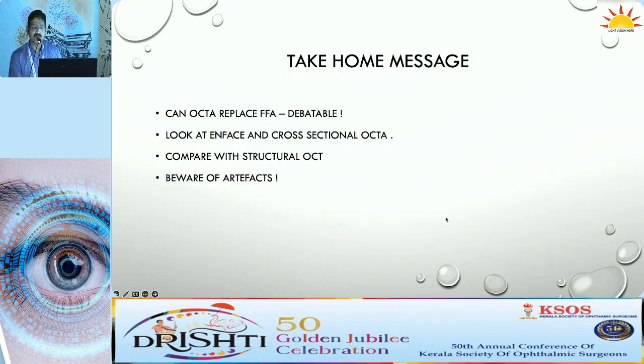So my take-home message is, can OCTA replace FFA? At this moment, it is debatable. But by probably the 60th or 70th Drishti, we might be talking about FFA being obsolete. Look at the en face image and cross-sectional OCT always. Don't just go on face value. Always, it's a good thing, compare it with structural OCT and beware of artifacts.